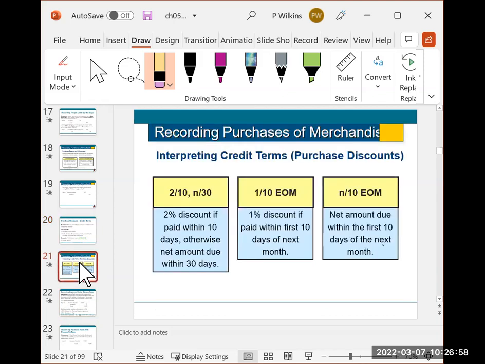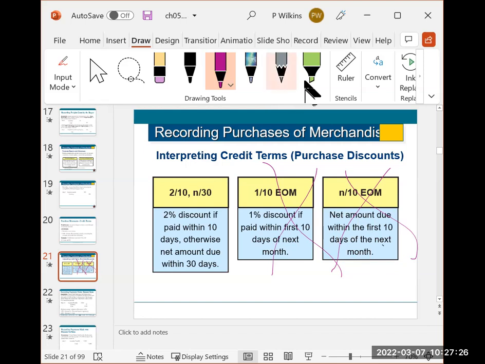All right, so let's look at this. Now, this is just showing you as an example. Don't worry about these two here. In all the years I worked in accounting, I never saw 1% 10 end of month or net 10 end of month. That's just saying that they get a 1% discount if they pay it within the first 10 days of the next month for the first one. And the next one says that the net amount is due within the first 10 days of the next month.